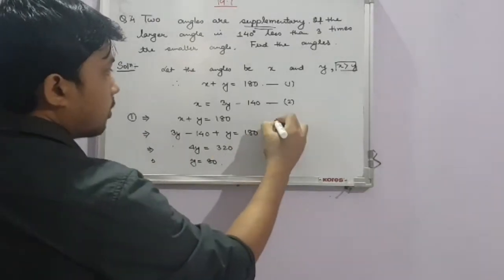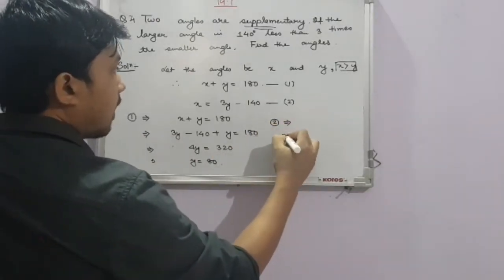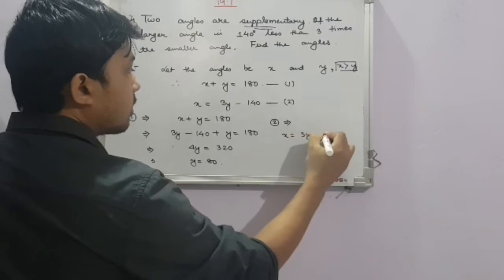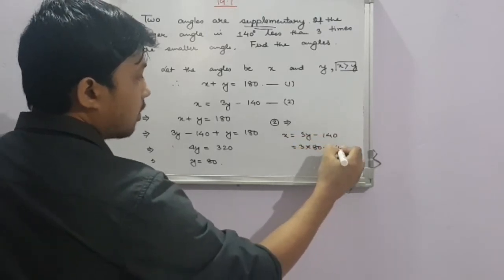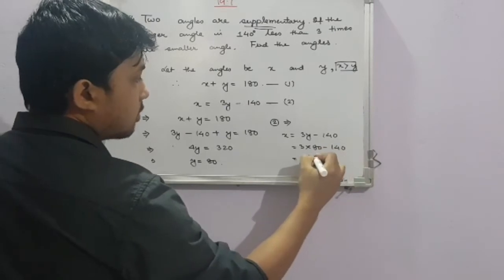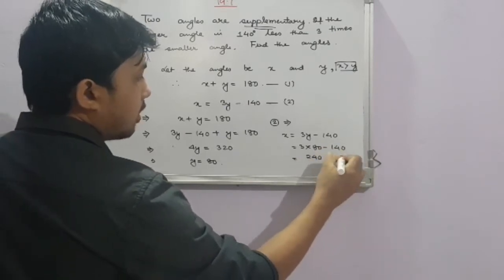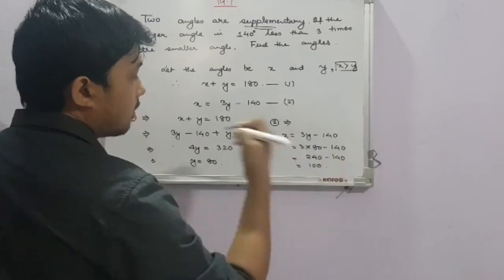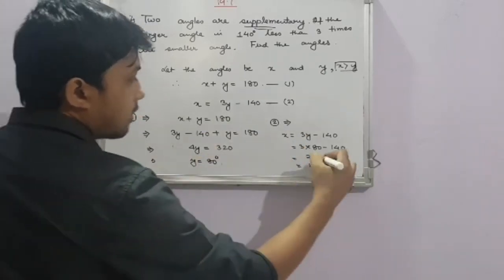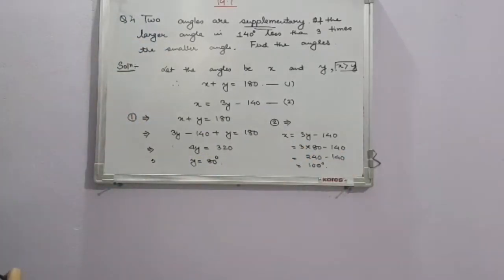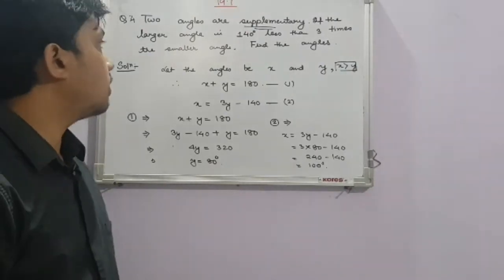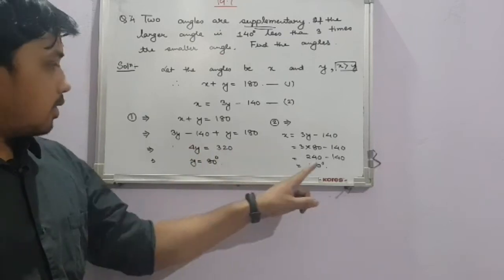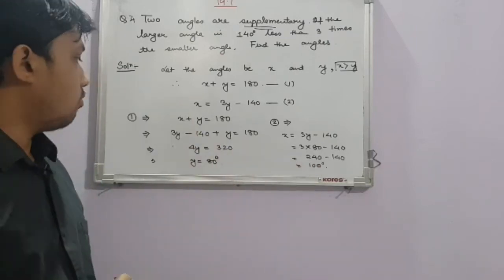Right? Then I'll go to equation 2 now. x is 3y minus 140, my y is 80, so 3 times 80 is 240, minus 140, so my final value of x is 100. So your x is 100 degree and y is 80 degree. Right? I hope you have understood this one. So obviously they are supplementary. 100 plus 80 is 180.